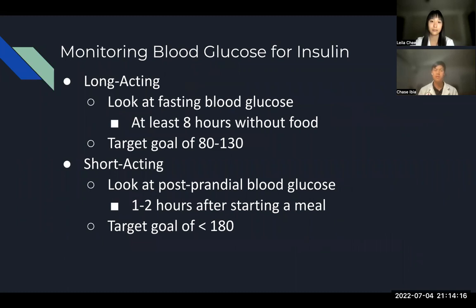Monitoring blood glucose for insulin. If you're on a long-acting insulin, you want to pay attention to the fasting blood glucose, which is going to be at least 8 hours without food. And the target goal again is 80 to 130. And if you're on a short-acting insulin, you want to pay attention to your postprandial blood glucose, which is going to be 1 to 2 hours after starting a meal. And this target goal is less than 180.